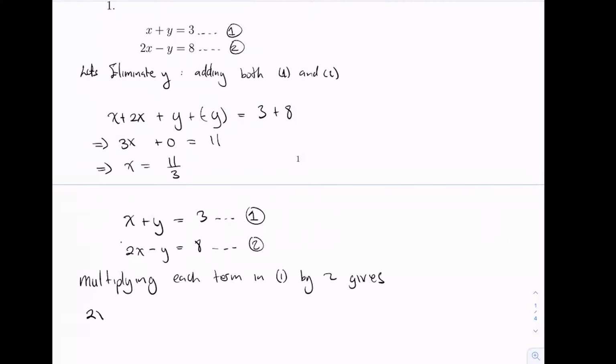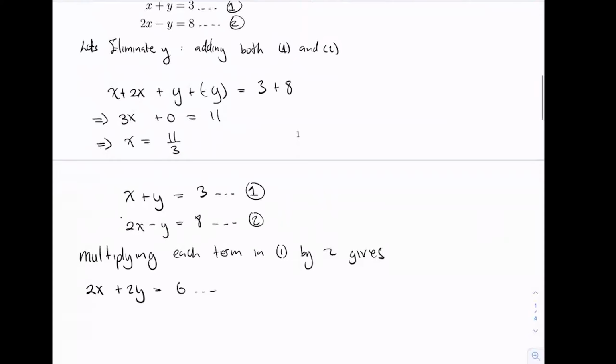So we now get 2x plus 2y equals 2 times 3, which is 6. And we write this as our new equation number 1, but our old equation number 2 stays the same, 2x minus y equals 8. But now, if you notice, we have the coefficients of x being the same in both equations.